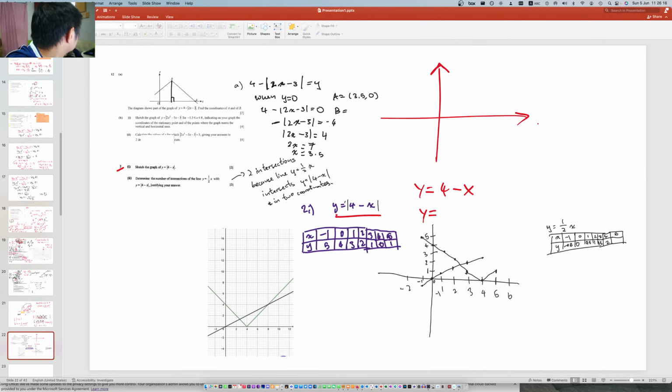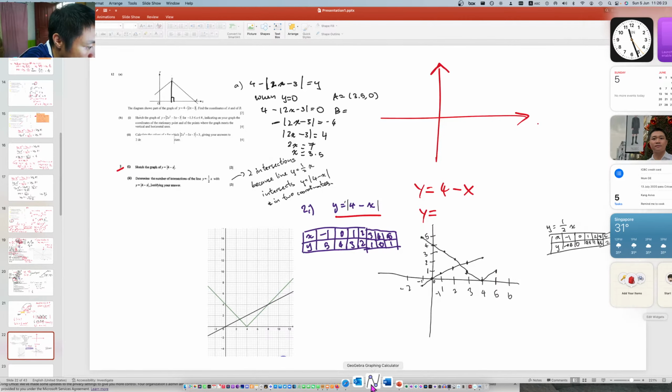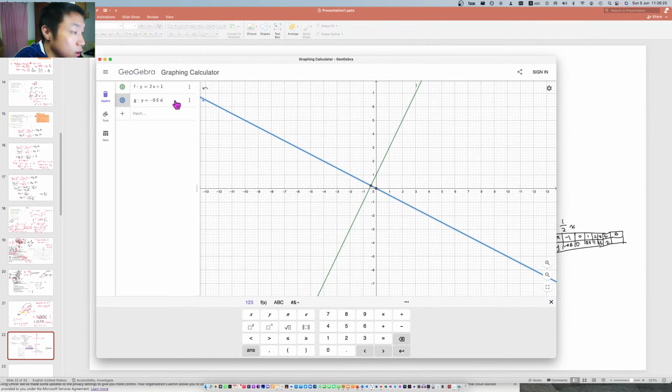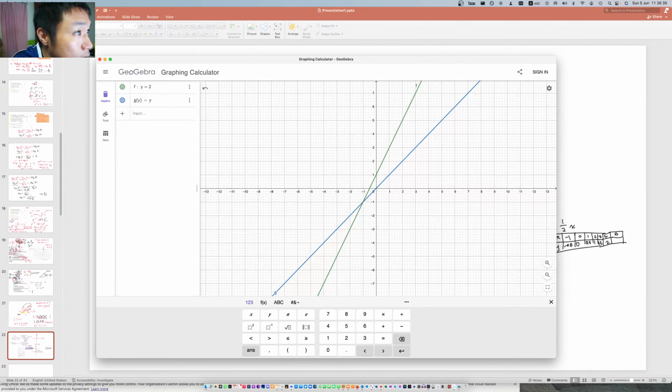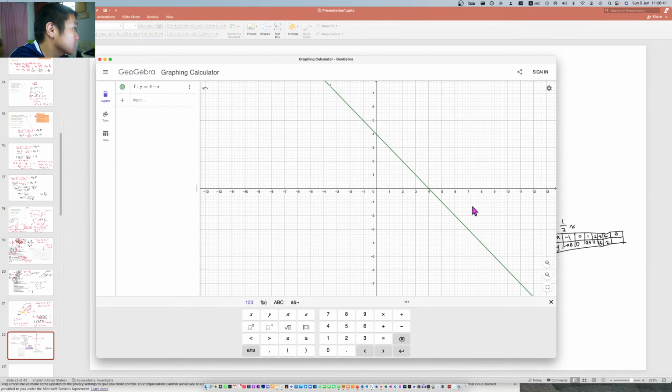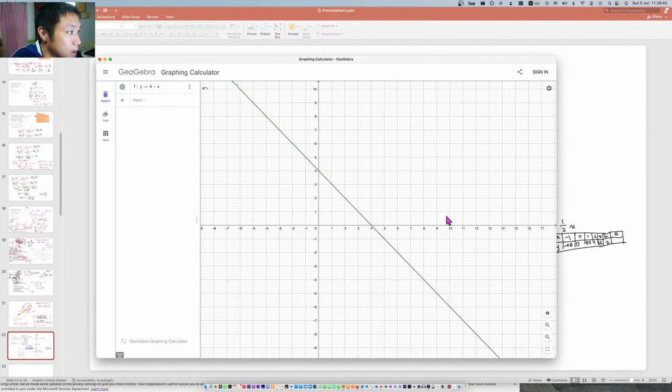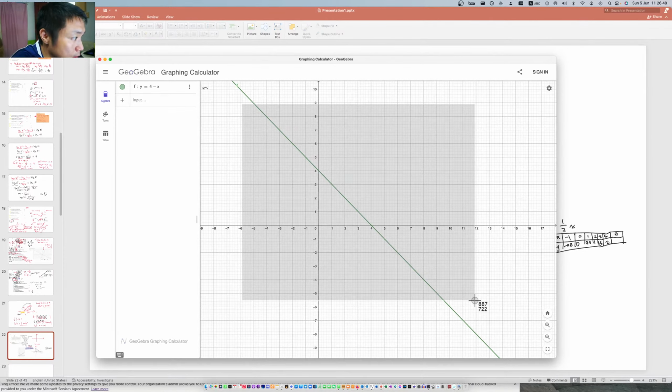So just get this out first. I think I can get this out very quickly just by using the GeoGebra app, because I think you also know how to sketch the simple 4 minus x, right? Just make a table: 1, 2, 3. So I don't want to waste time, because this one is too easy already. The 4 minus x looks like this. Then the modulus sign.